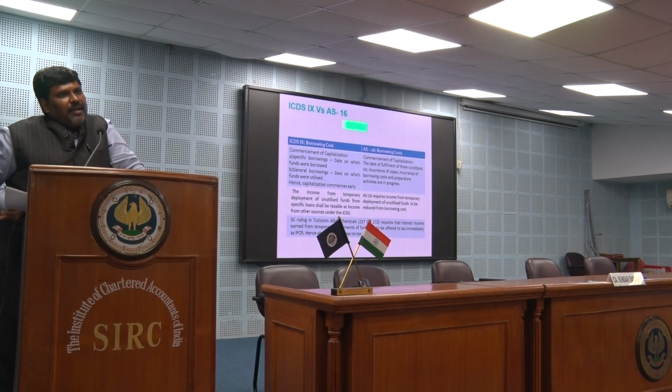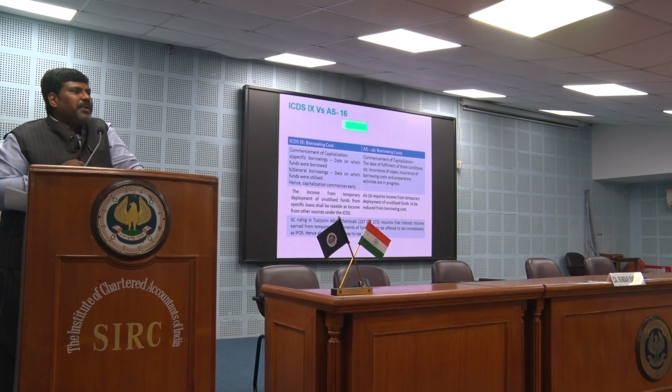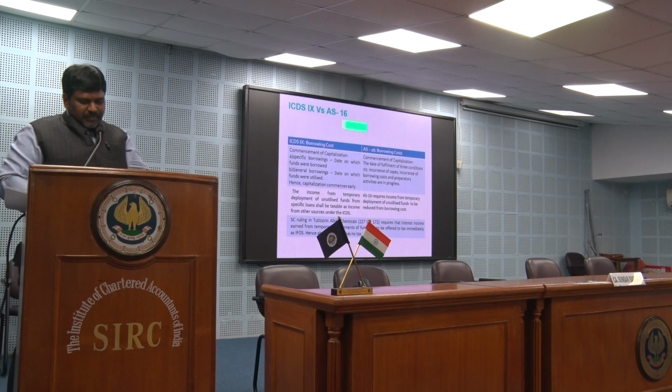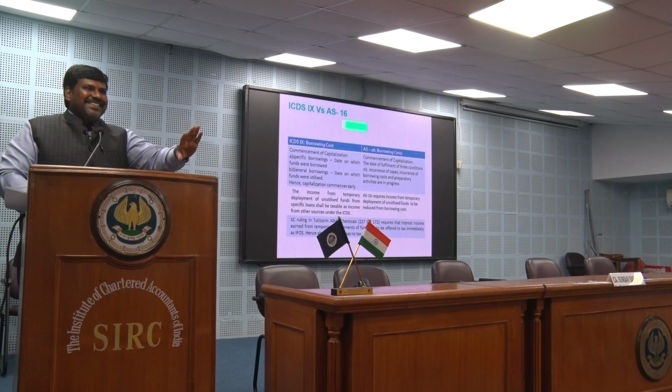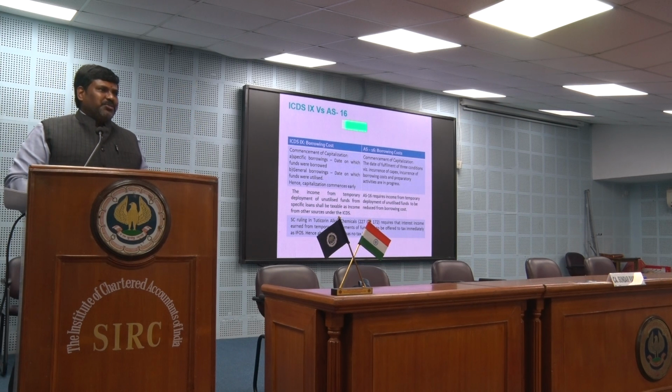But having started the capitalization, as you are saying, initially you got the disbursement of 100 crores, but then you started using only 20 crores, the balance 80 crores you put in the fund, then that particular income can be reduced from the borrowing cost. The ICDS says tax it as an income from other sources.